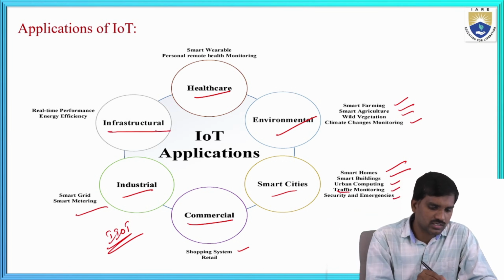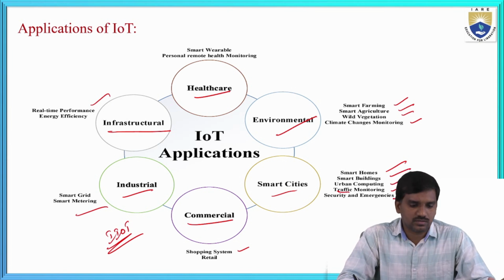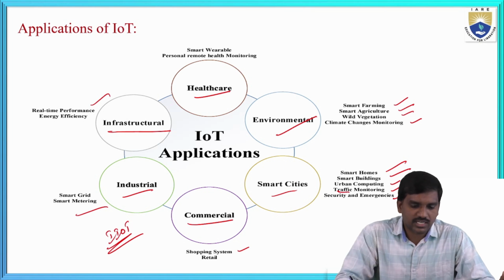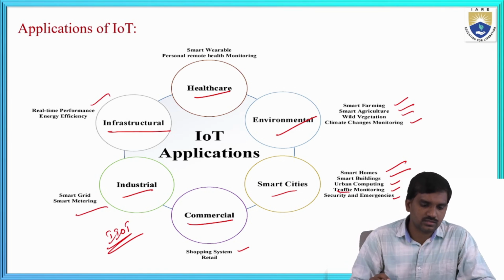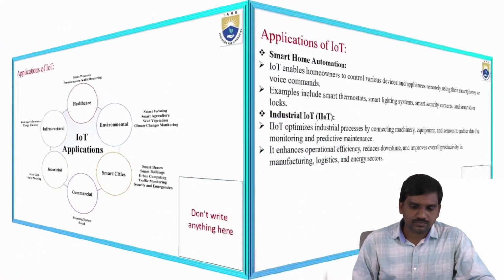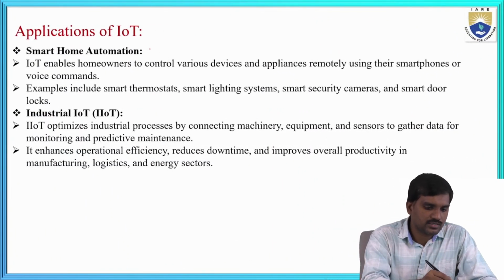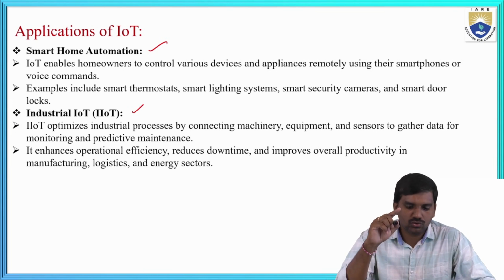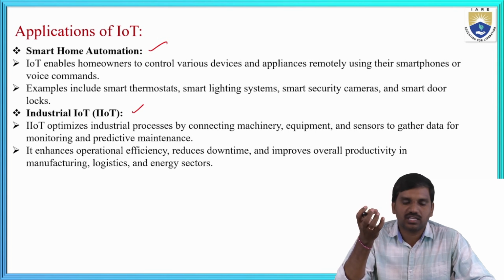And infrastructure: real-time performance, energy efficiency, that comes under infrastructure. So these are the different domains of applications of IoT: environmental, healthcare, smart cities, commercial, industrial, and infrastructure applications. And applications of IoT in terms of various things. Smart home automation, industrial Internet of Things, it is very, very important. Compulsory, you have to know how to predict the values of machine life cycle.